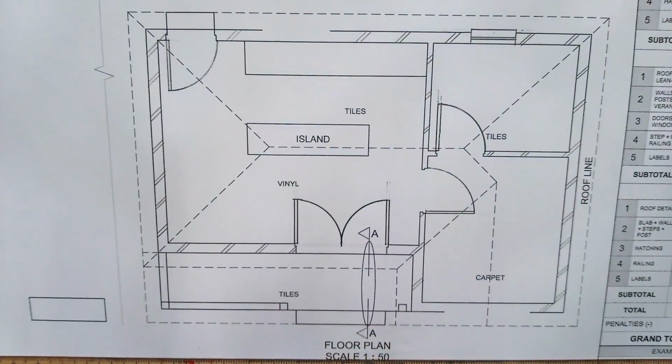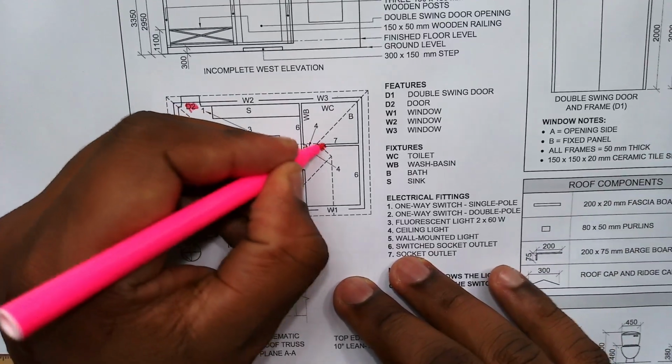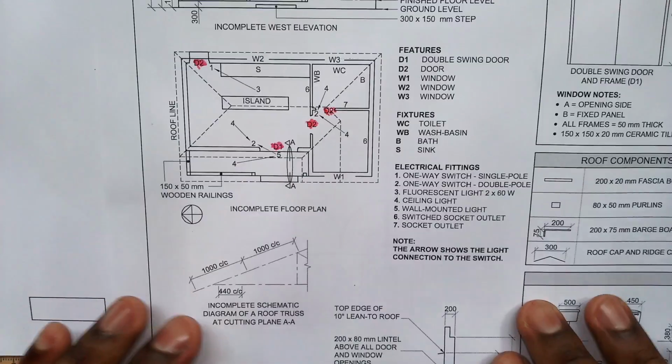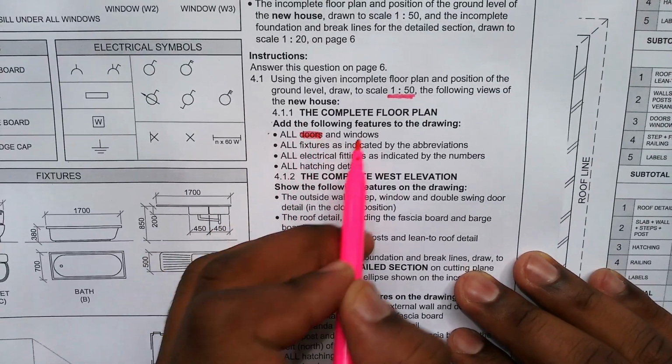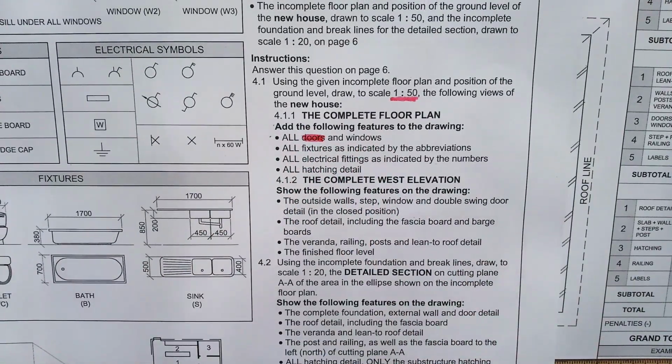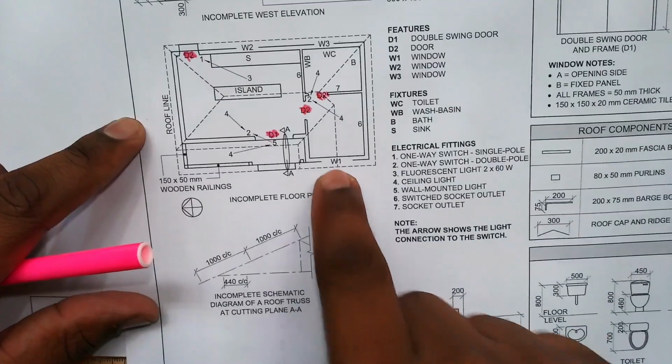Okay, so I think now I added all the doors, so I can mark that off. Okay, so now I can add the windows. Because I'm done with the doors, now I'll have to add all the windows. So we have window 2 and window 3, and also window 1 there.